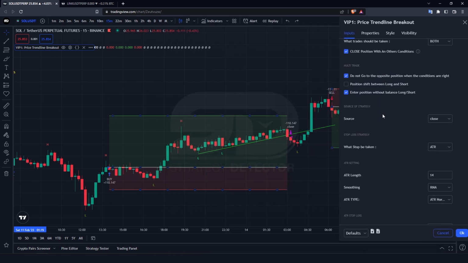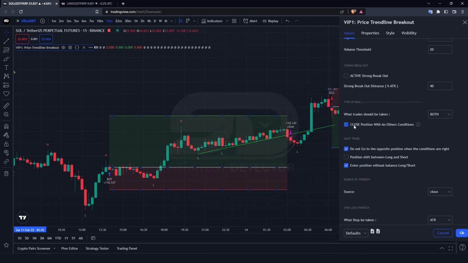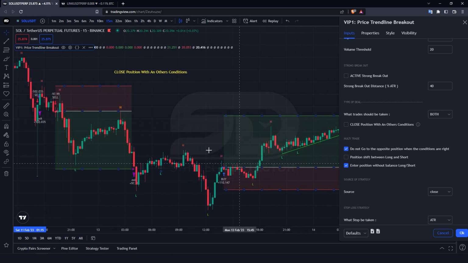The next option in this part that we're going to talk about is do not go to the opposite position when the conditions are right. It means that when we are in one position and the conditions of the next position appear. We are in this position and here's a breakout in the opposite direction. If we use this option, it will close the position in this situation, but when we turn off this option, we are able to enter a next position.